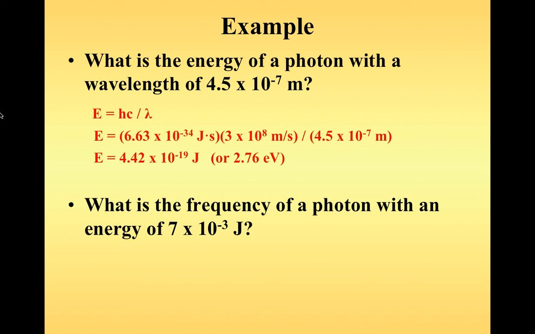What is the frequency of a photon with an energy of 7 times 10 to the negative 3 joules? Now here you're looking for frequency. So we have energy, and we're looking for frequency. Again, you're going back to your modern physics formulas. Remember, h is a constant. So we're able to use E equals hf, plugging in, dividing correctly, making sure you're using parentheses. You should end up with 1.06 times 10 to the positive 31 hertz.